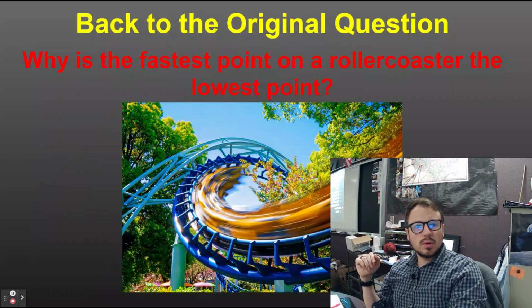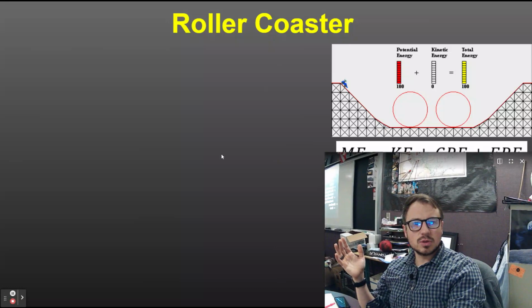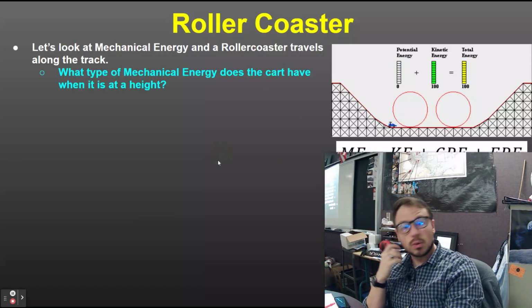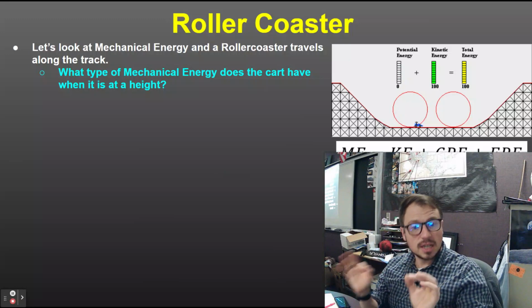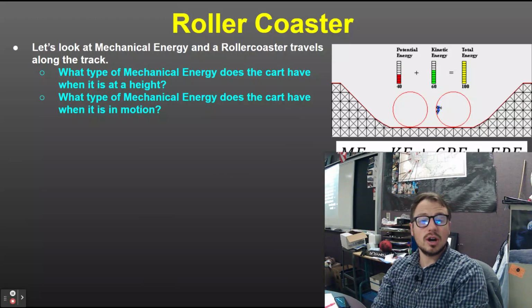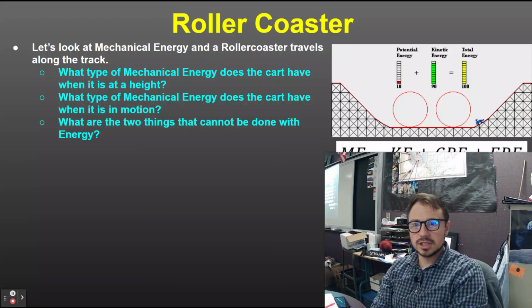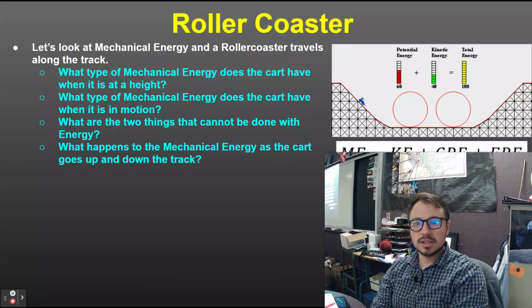Why is the fastest point on a roller coaster the lowest point? We've already said that, right? And I like this one because it does a really good job of visualizing it. So what type of mechanical energy does a car have when it's at a height? Gravitational potential energy. What type of mechanical energy does the cart have when it's in motion? Kinetic energy. Now, the two things that cannot be done with energy: you cannot create it, you cannot destroy it.